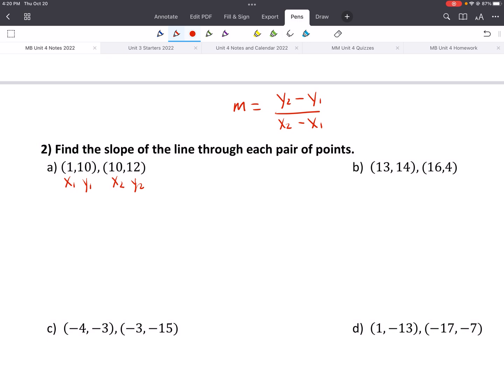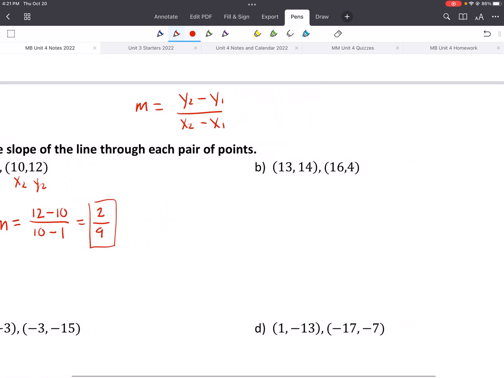So then we just substitute it into the formula and we'll simplify. So the slope is equal to y2 minus y1 over x2 minus x1. We'll simplify the numerator, so that gives us 2. Simplify the denominator, and that gives you 9. And then we'll simplify the fraction if possible. And here we can't, so we just have our answer.